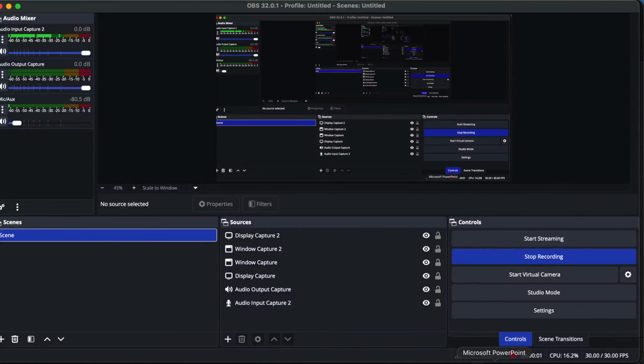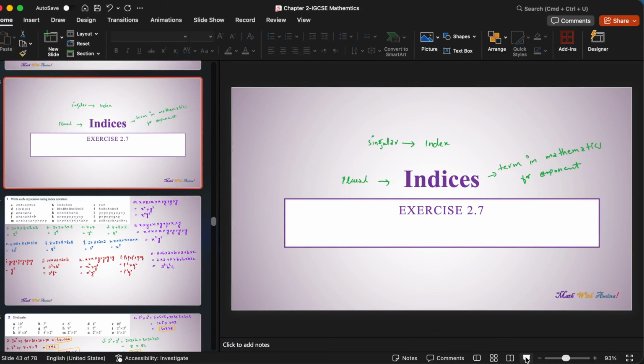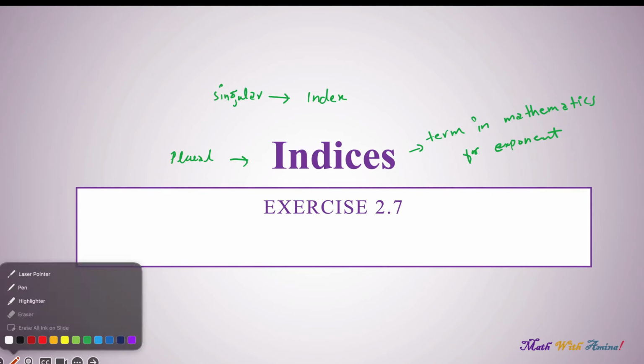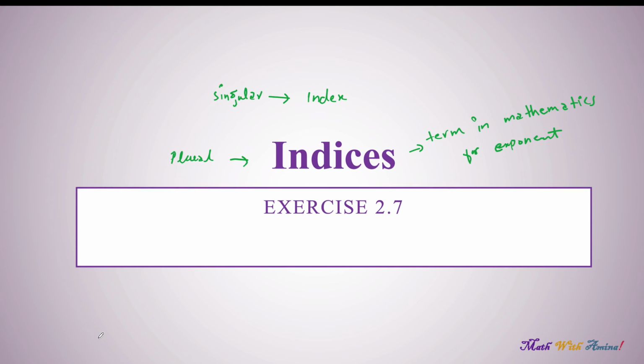Hi, and welcome to exercise 2.7, which is on indices. Indices, we can define them as the mathematical term for exponent. We use indices to express repeated multiplication in a shorter and more convenient way. Instead of writing the same factor repeatedly, we use indices. Index and indices are both the same term. The singular form is index and the plural form is indices.